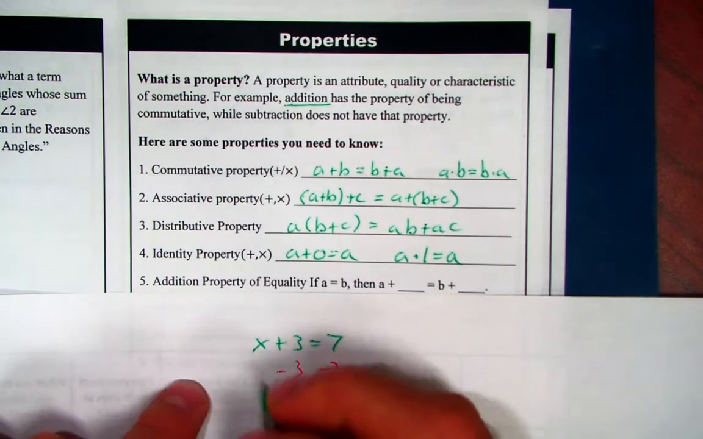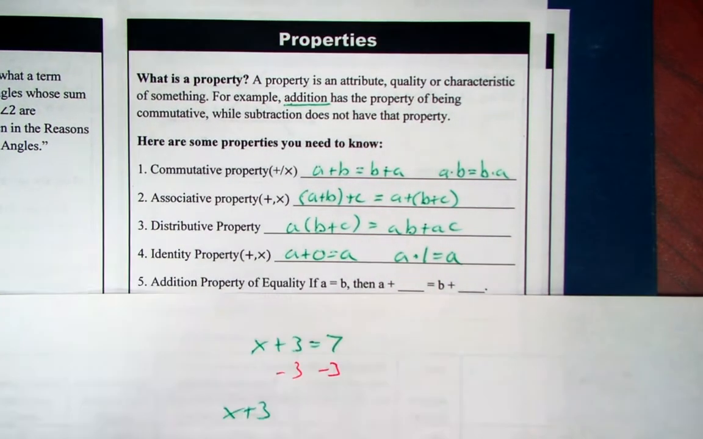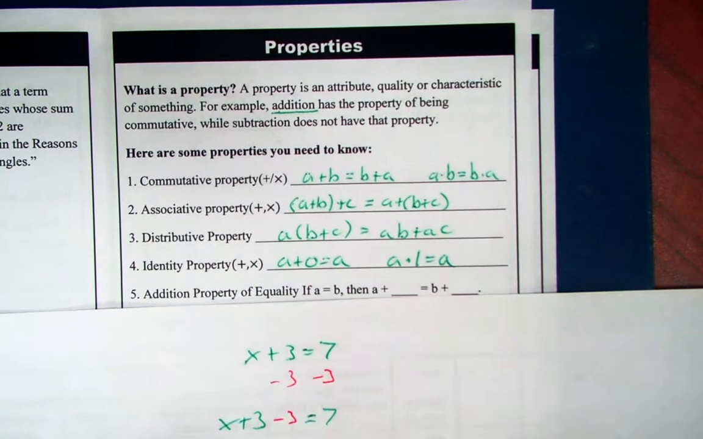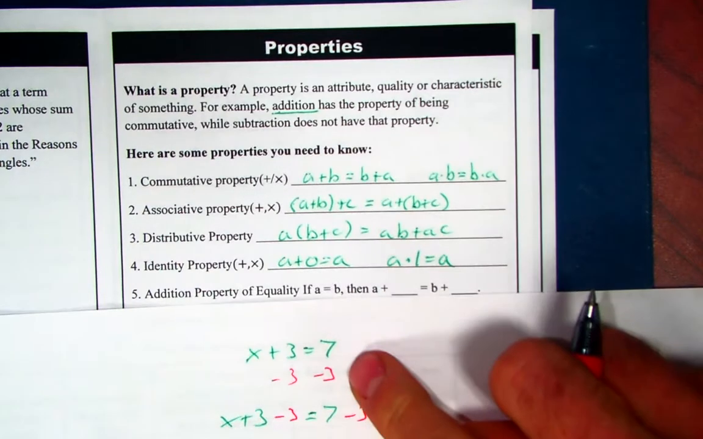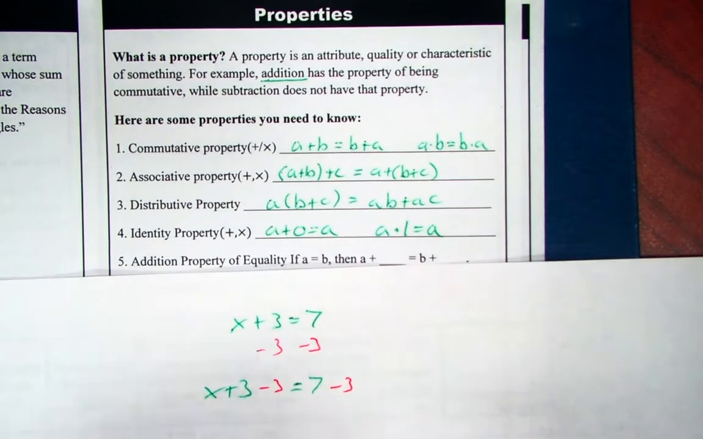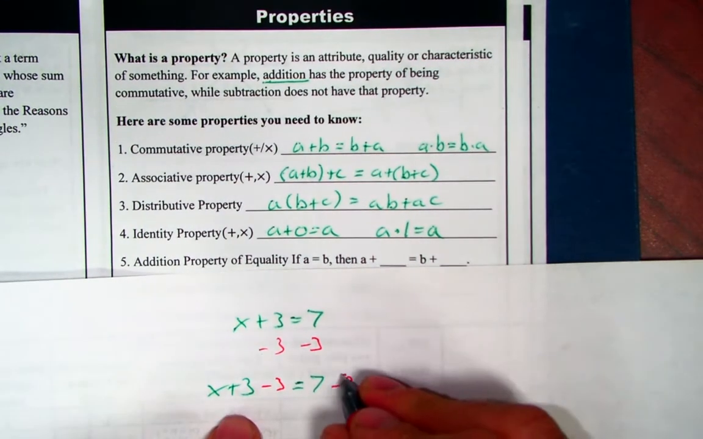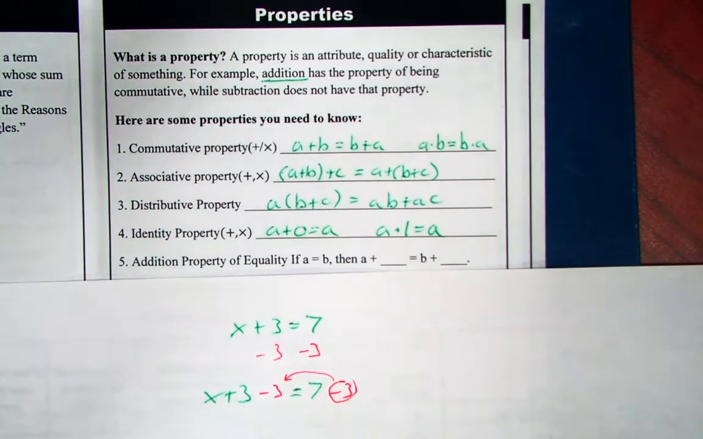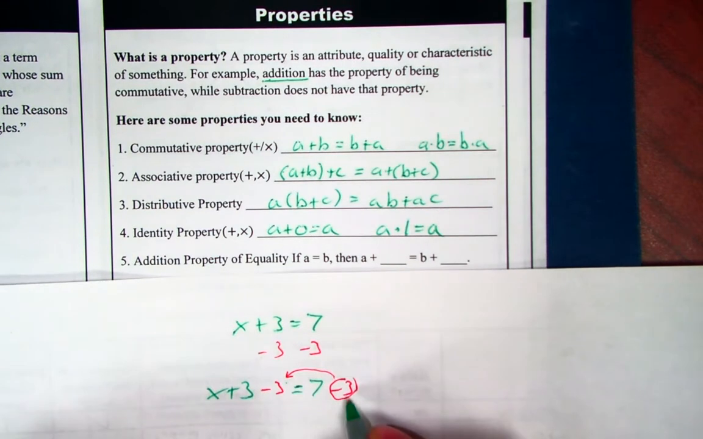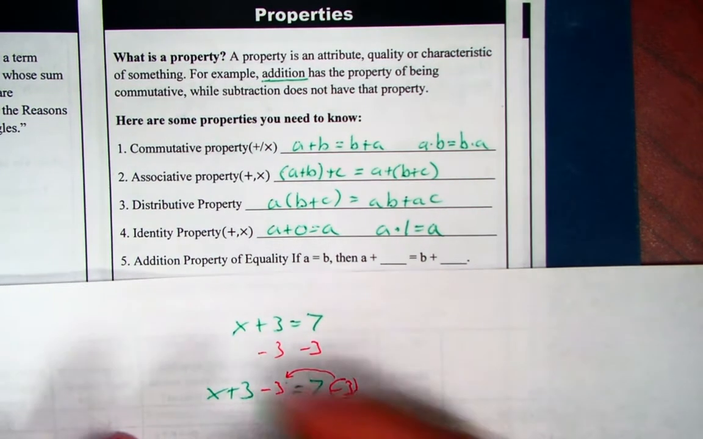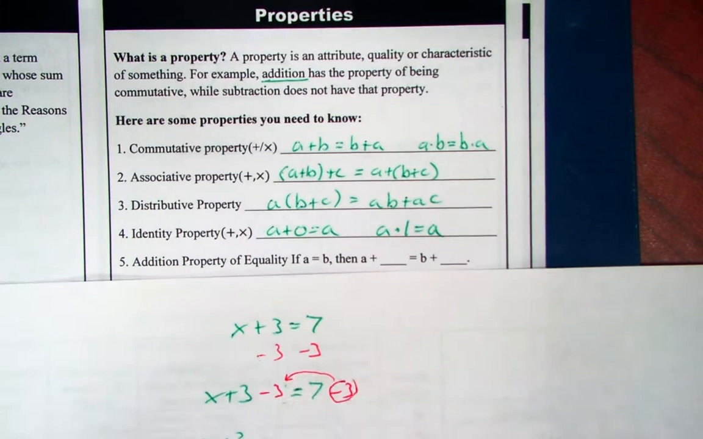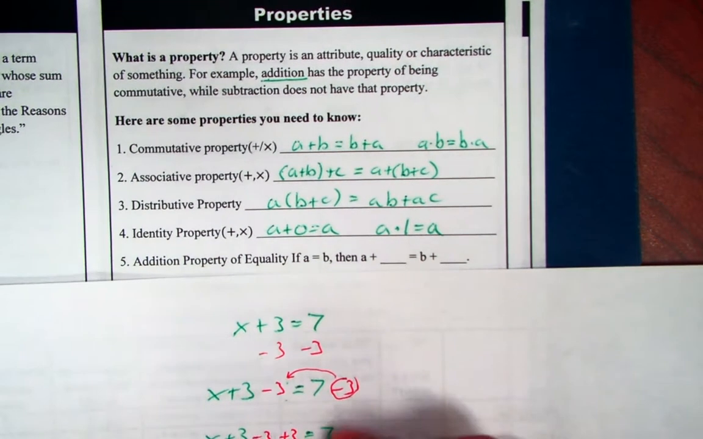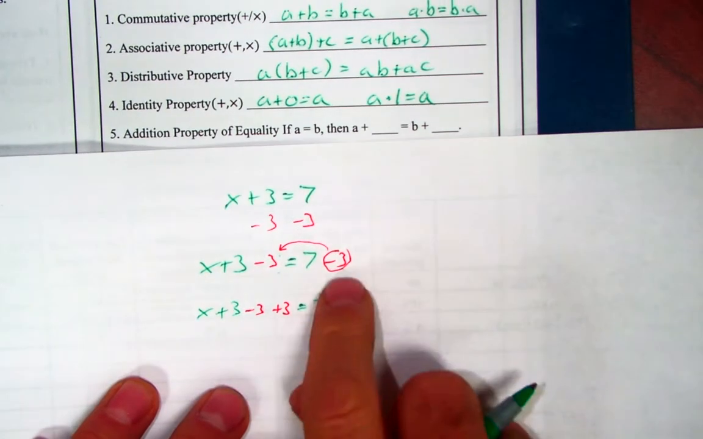But let me rewrite this horizontally. x plus 3 minus 3 is equal to 7 minus 3. All I did is rewrite that statement horizontally. Well, this is an algebraic equation. Suppose this minus 3 was actually on the same side as that minus 3. Meaning basically, if it's minus on the right side, it's positive on the left side. So that means we'd have x plus 3 minus 3 plus 3 equals 7. So we just moved the negative 3 over.